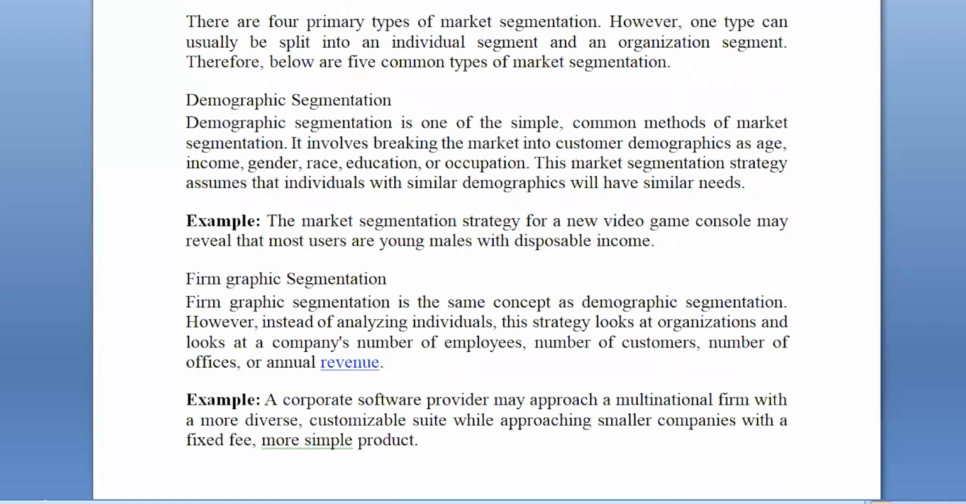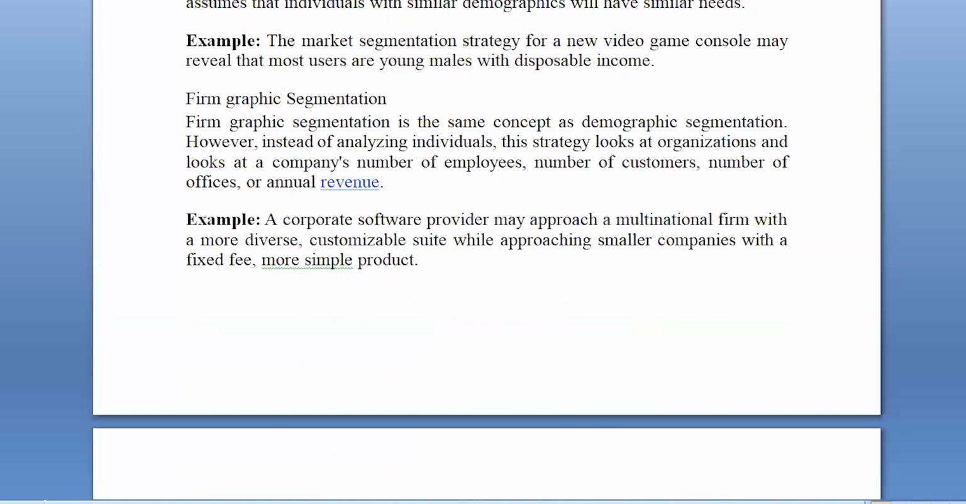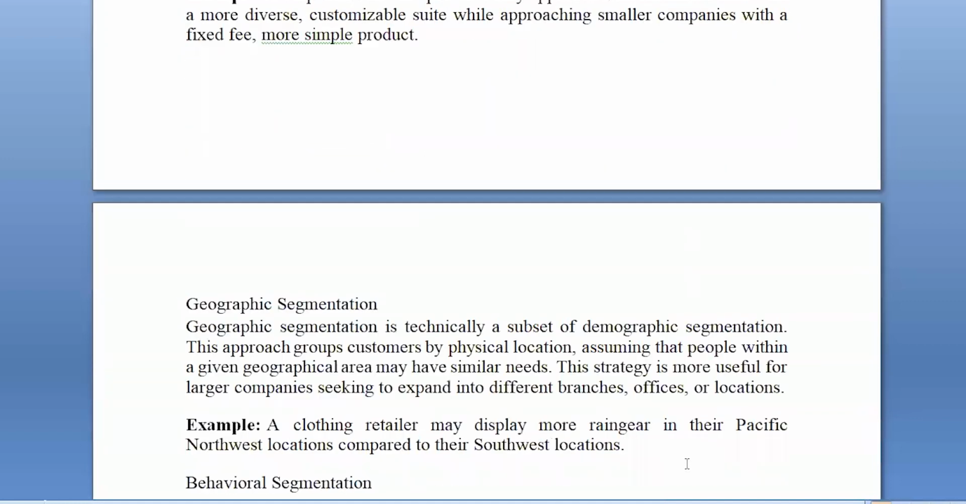Firmographic segmentation. Firmographic segmentation is the same concept as demographic segmentation. However, instead of analyzing individuals, this strategy looks at organizations and looks at a company's number of employees, number of customers, number of offices, or annual revenue. Example: a corporate software provider may approach a multinational firm with a more diverse, customizable suite while approaching smaller companies with a fixed fee, more simple product.